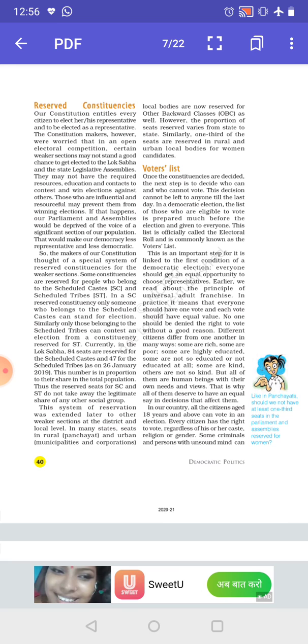Now some constituencies are reserved for the people who belong to the scheduled castes and scheduled tribes. In a scheduled caste reserved constituency, only someone who belongs to the scheduled caste can contest or stand for election. Similarly, only those belonging to the scheduled tribes can contest an election from a constituency reserved for scheduled tribes.